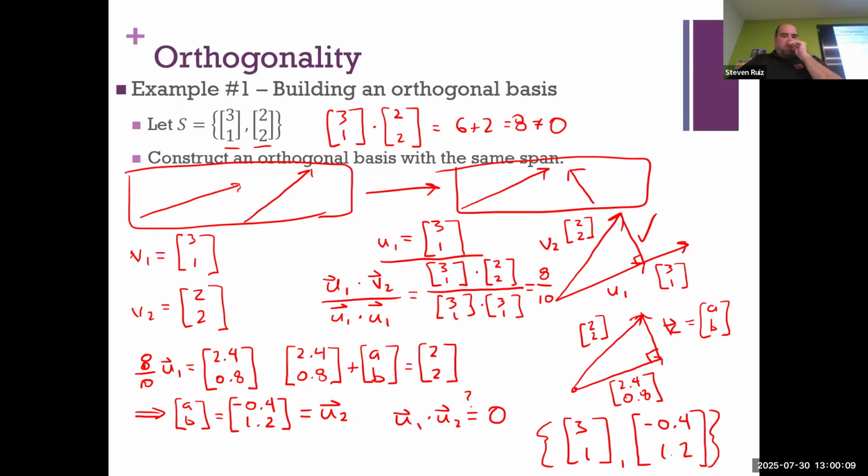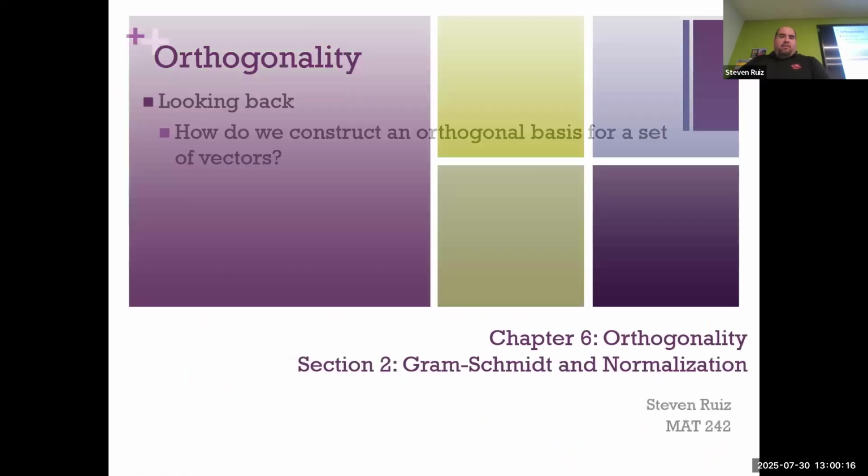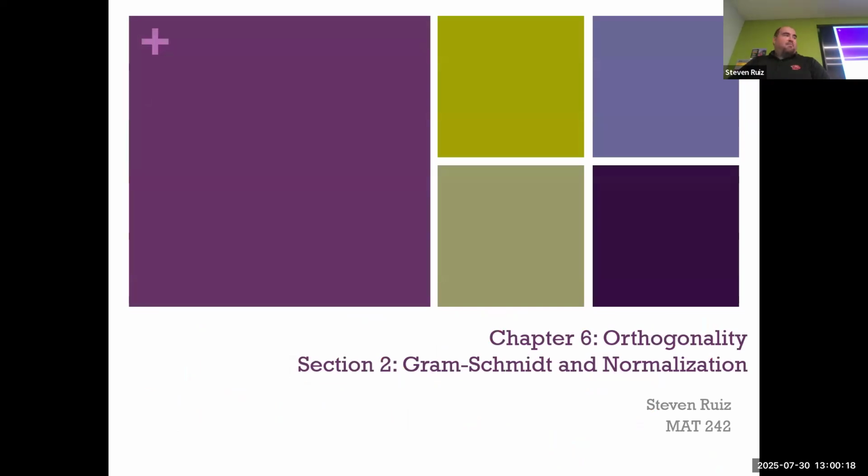All right, let's go ahead and get back into it. So we briefly got into section 6.2 yesterday. I just wanted to hit the title again because I don't think I mentioned it. But this Gram-Schmidt process is essentially what we did yesterday.